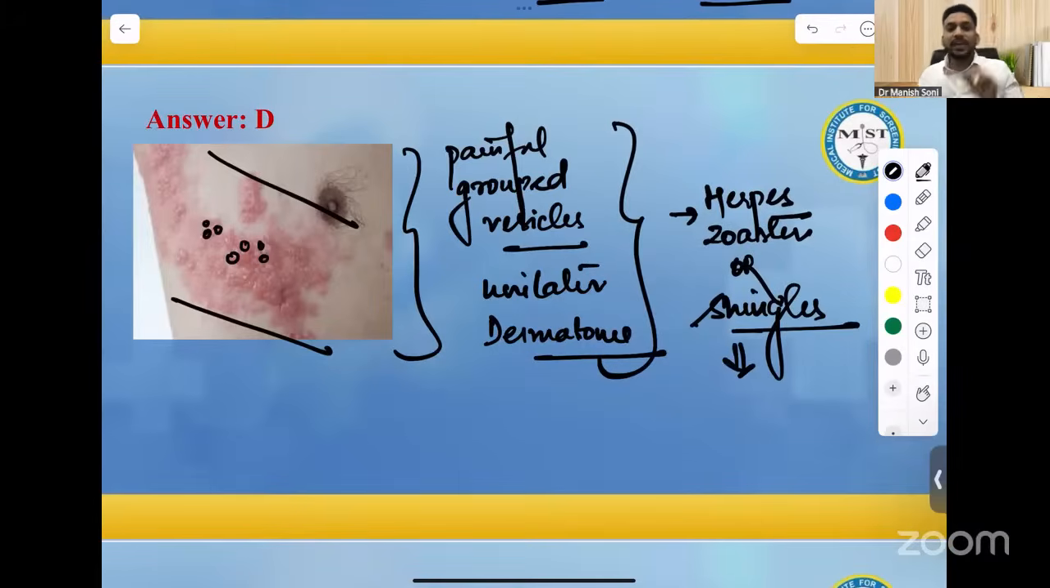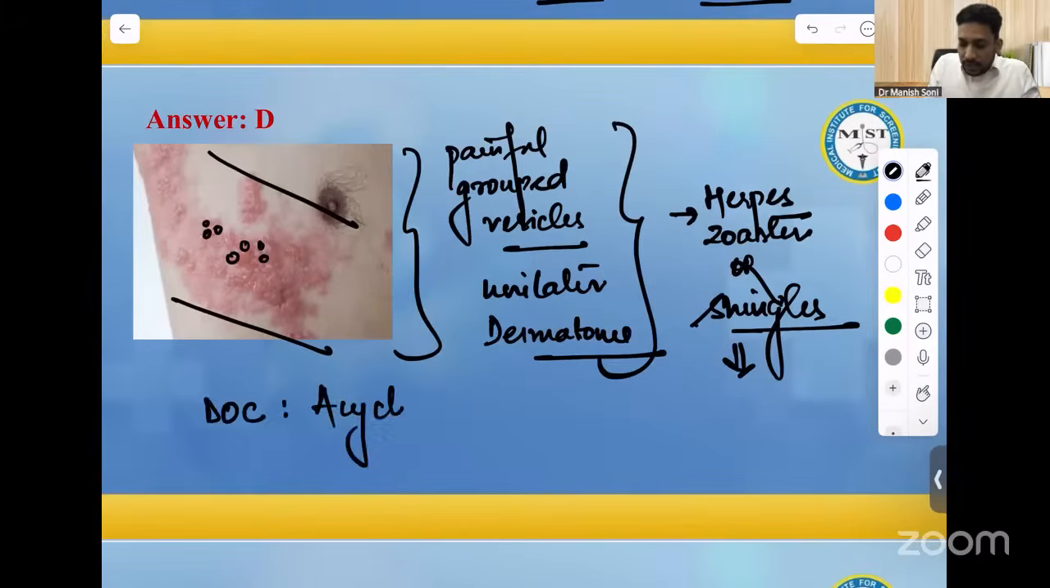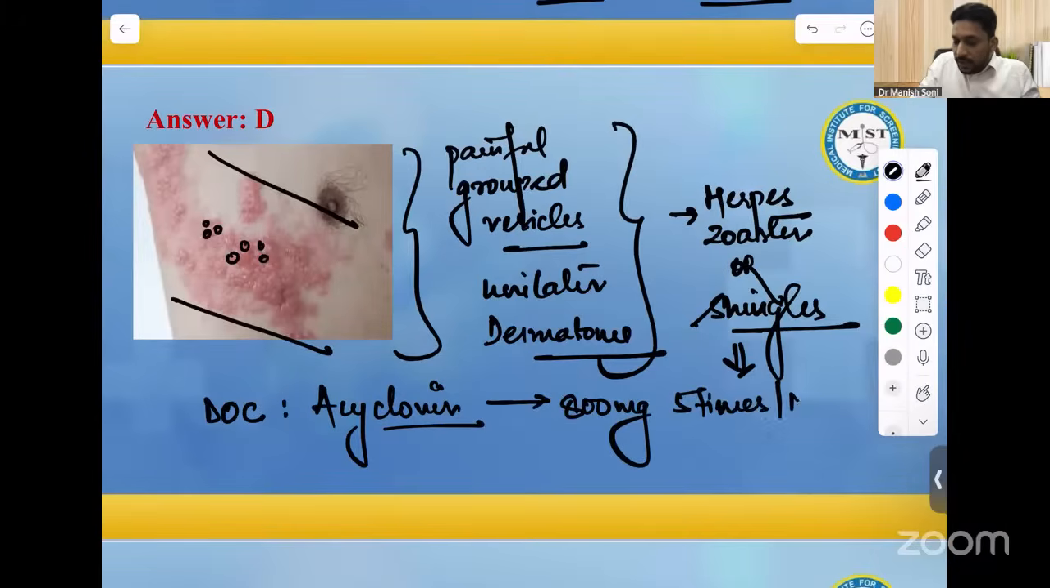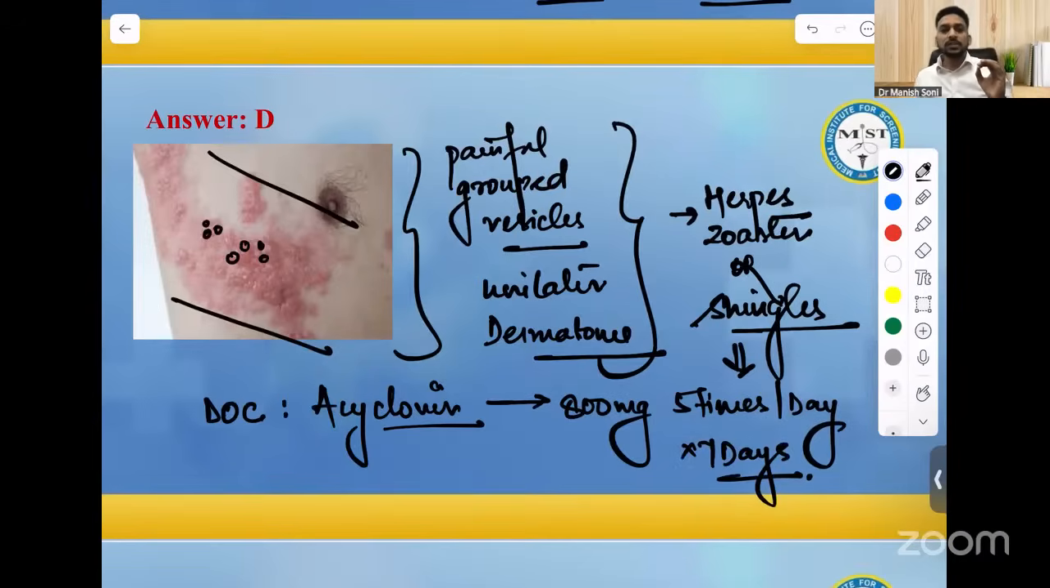Now, who is going to tell me the drug of choice for this condition? The drug of choice is acyclovir, and the dose is 800 mg, 5 times a day for 7 days. So if a patient of herpes zoster comes to you, how are you going to treat the patient? Give acyclovir tablet, 800 mg dose, and ask the patient to take it 5 times a day for 7 days.